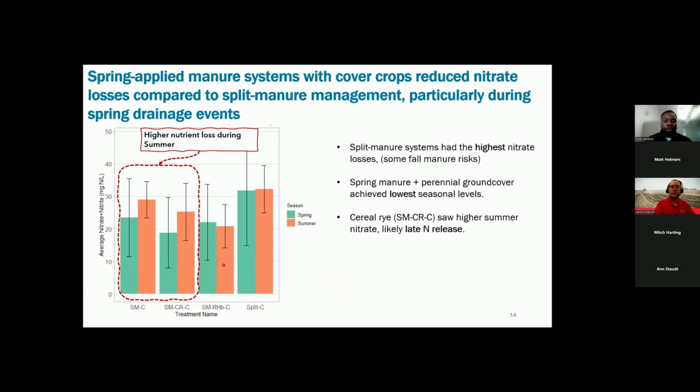The perennial grass, in this case, the RHB, had the least nitrates coming out of the soil and provided substantial reduction in nitrates at the end of the day. Then our split nitrogen application, which was 100 pounds per acre during the fall and 50 in the spring, had the highest amount of nitrates coming out of the soil compared to the other treatments.